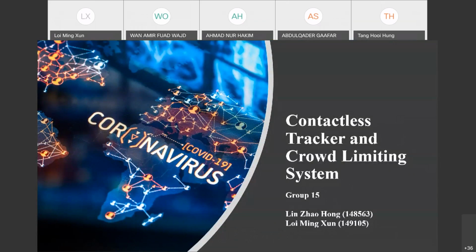The surge of COVID-19 pandemic has affected the world's daily life for more than 1 year. Until now, we are still affected by this pandemic. In this case, we are trying to strengthen the MySejahtera tracking system to avoid the spread of coronavirus.